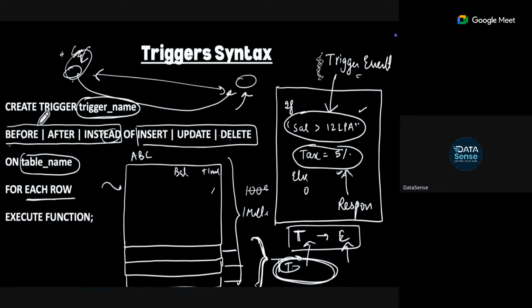So the trigger name comes here, then the trigger type, and on which table. After that, should this trigger be fired for each row, or there are different types of options. But right now I'm trying to explain from the for-each-row point of view. So after each row, execute a function. What is going to happen? The moment there is this trigger, this function will get executed. Let's say this function is send emails. The moment the insert one gets activated, emails will automatically go.